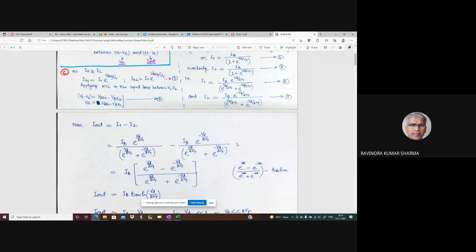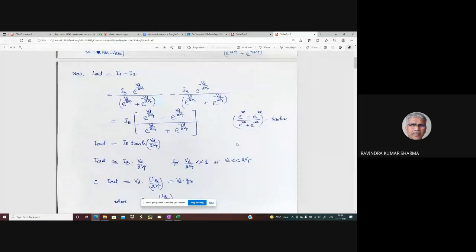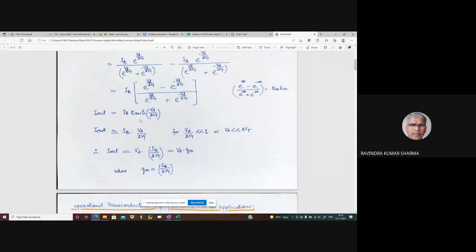I have derived this before. So here I out, which is I1 minus I2, turns out to be IB tanh of VD by twice VT, correct? And when VD is much smaller than twice VT, the tanh can be simply approximated as VD by twice VT. Then I out will be this, and I out can be written simply as VD times GM. In that case, GM will be IB by twice VT. This we have already discussed before. I hope this is clear to all of you. Sir, is that clear?